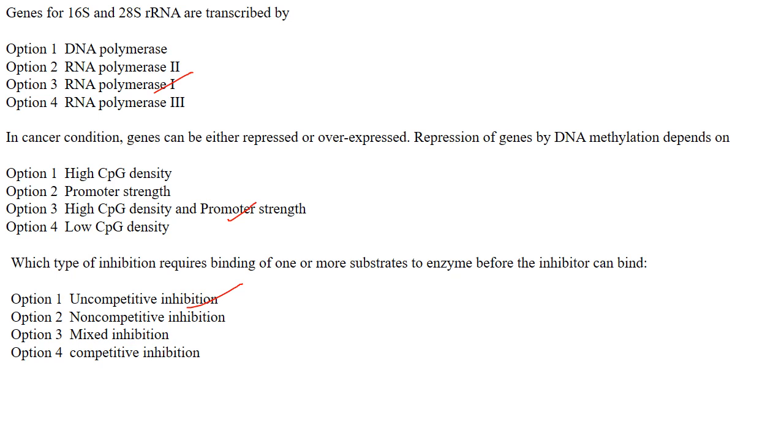Then next one. In cancer condition, genes can be either repressed or overexpressed. Repression of genes by DNA methylation depends on high CpG density and promoter strength. Which type of inhibition requires binding of one or more substrates to the enzyme before the inhibitor can bind? So it is in the case of uncompetitive inhibition. Option 1.